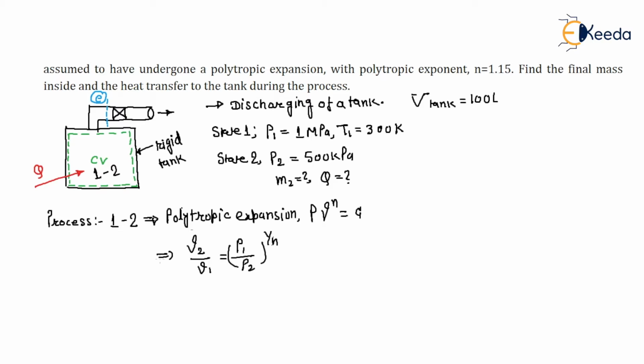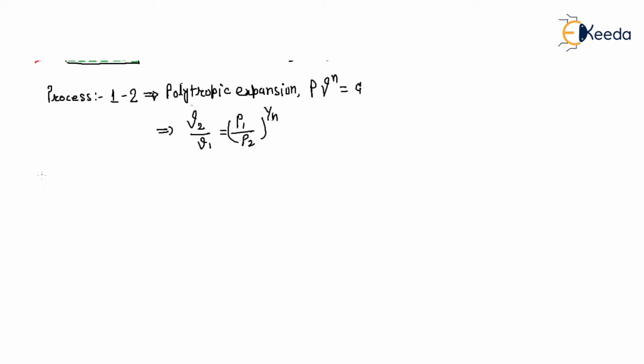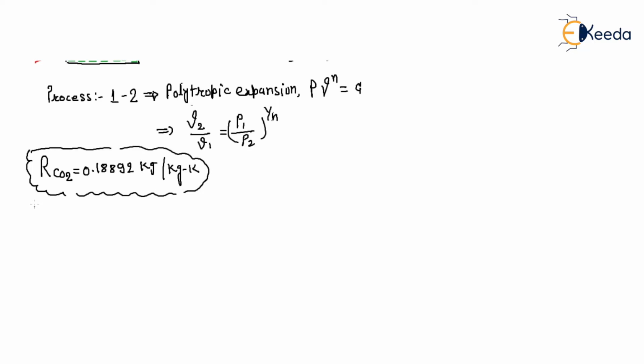Now also the R value of CO2 is given. It is 0.18892 kilojoule per kg Kelvin. This is given, right? Okay. Now we apply the ideal gas equation.